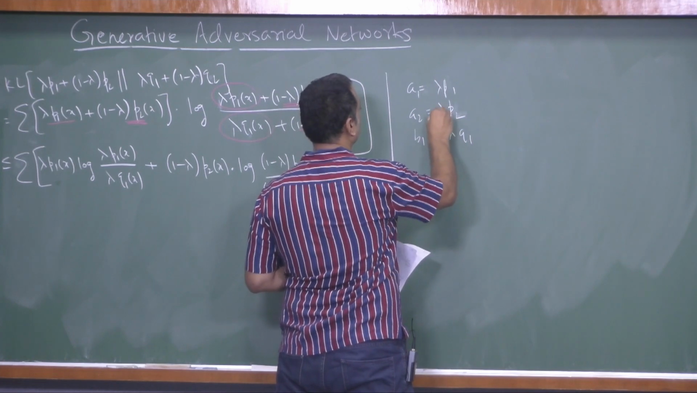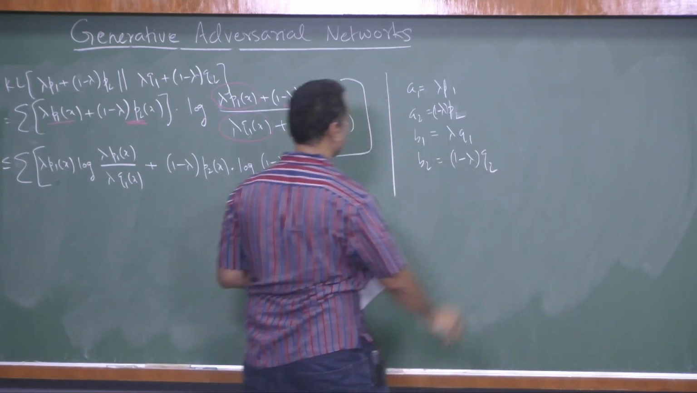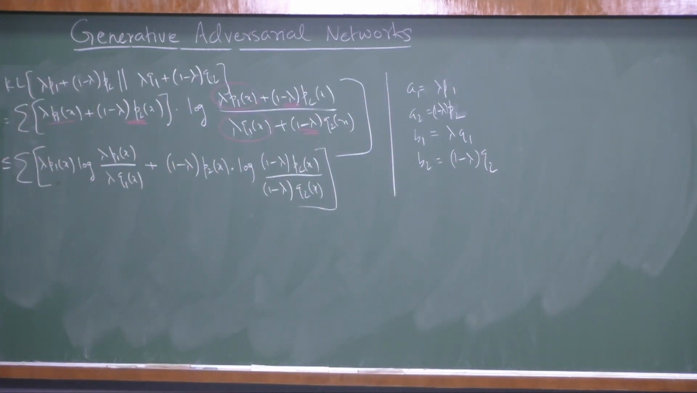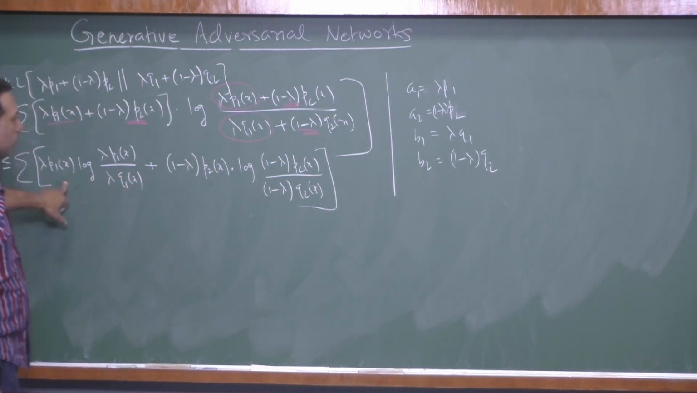1 minus lambda A2, and P2 is 1 minus lambda Q2. Okay. Yeah, so let us check this. We have a greater than or equal to sign, right? So basically, on the left hand side, lambda p1 is like a1 and this is like a2, and then it follows actually from there itself, right? And then we have log of a1 by b1, that's from there itself directly.